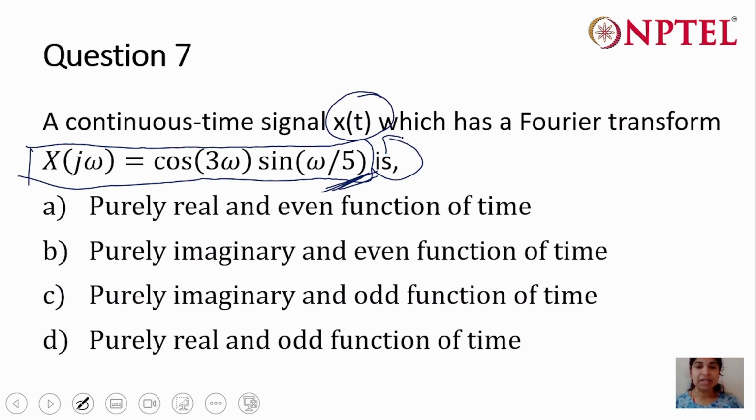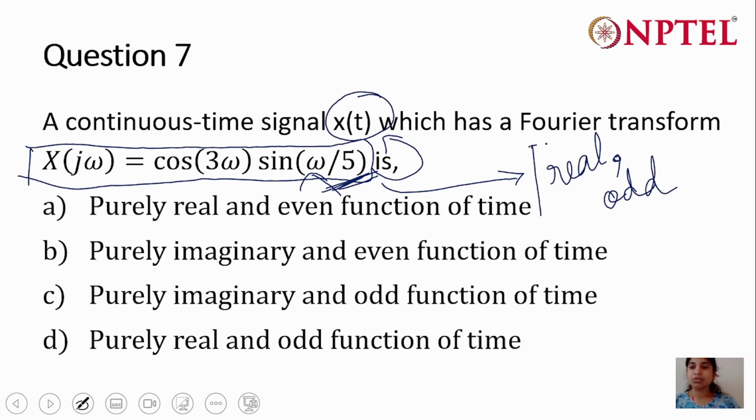So first let us understand what type of function this Fourier transform is. You have cos of 3 omega into sine of omega by 5. First, it's a product of cos and sine, so it is basically real. And cos is an even function. Sine is an odd function. What is the product of odd and even? Correct. So it is odd. So it is real and odd. So the Fourier transform is real and odd.